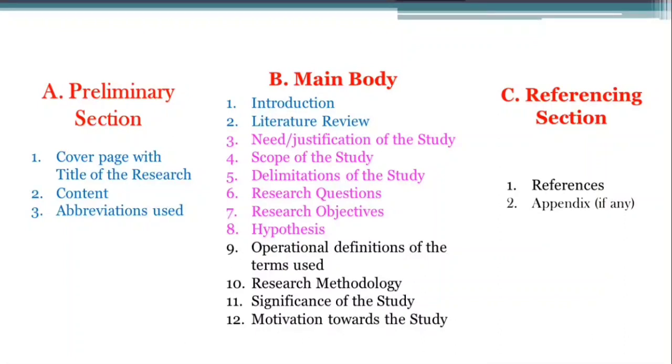Within the preliminary section, it will include the cover page of your research with the title of the research, the contents of the entire research proposal, and also the abbreviations that you are going to use in your research. And within the main body, it will include the introduction of the study, the literature review, the need and justification of the study, the scope of the study, the delimitation of the study, the research questions, the research objectives and hypotheses, and also the operational definitions of the terms that you are going to use in your research. And next, the research methodology, the significance of the research, and also the motivation towards the study. And within the referencing section, it will include the references and the appendix.